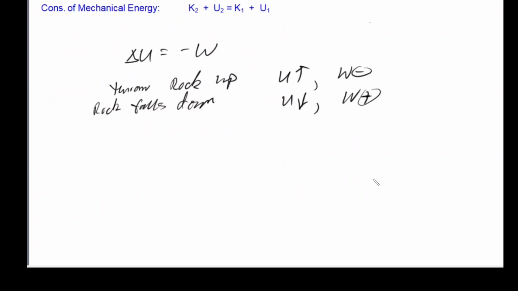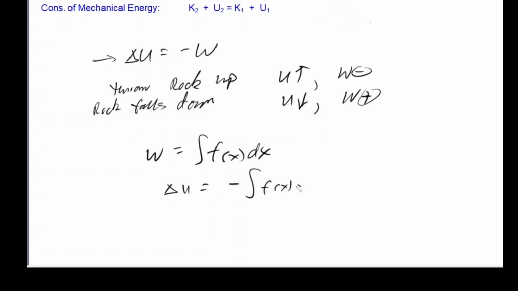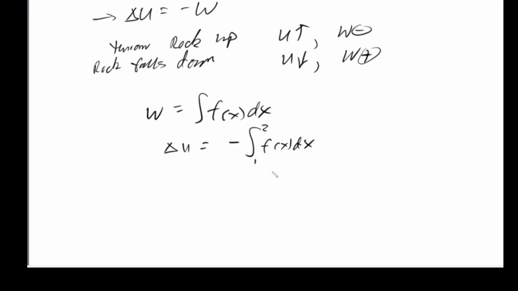So we know that work is equal to the integral of Fx dx. Then, putting that into this equation here, we end up with the change in potential energy equal to minus the integral of Fx dx from point 1 to point 2. Or we can write that as Fx equals minus the derivative of the potential energy with respect to x, dU/dx.